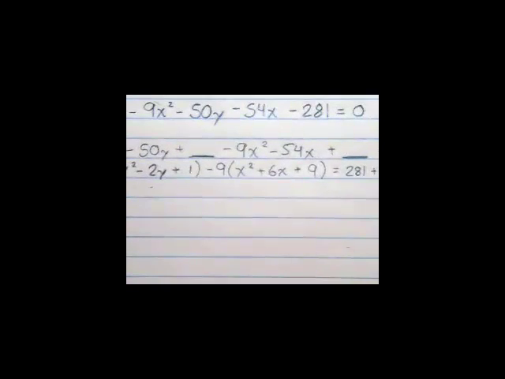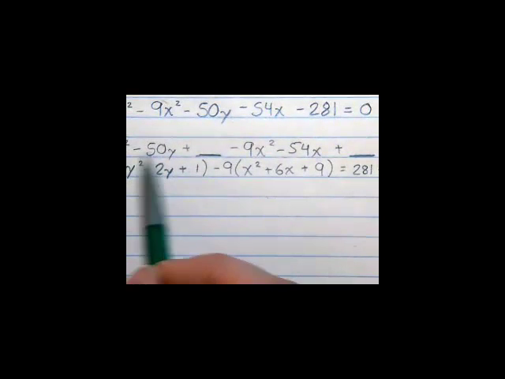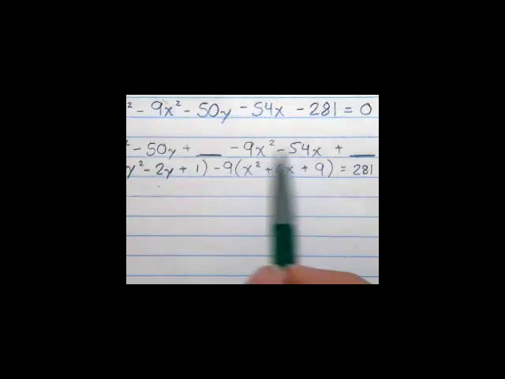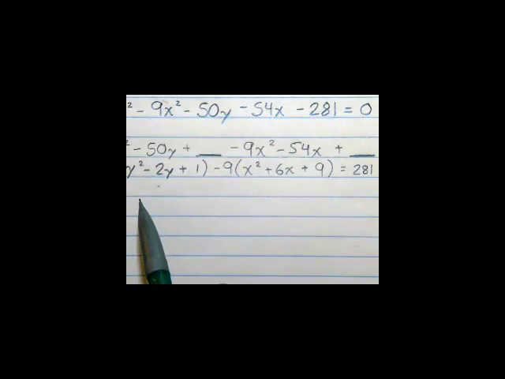So what exactly was added? 25 and then a negative 81. So whatever 25 minus 81 is, that's what we should be adding over here. So negative 56? Okay.